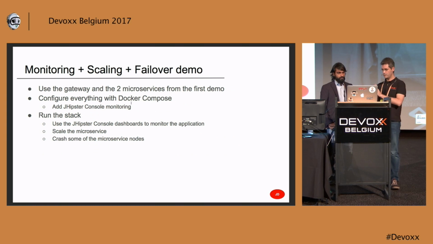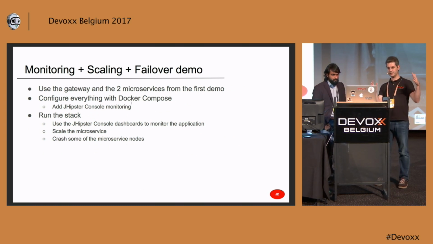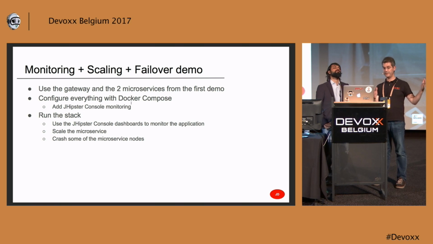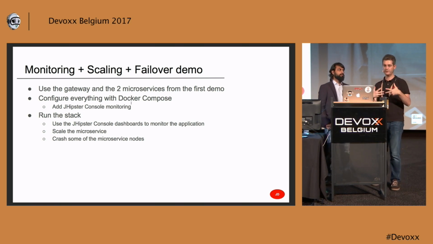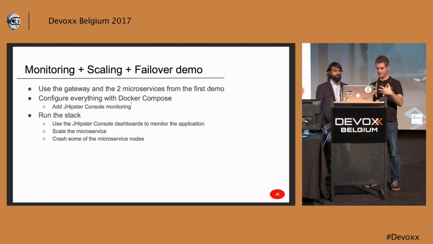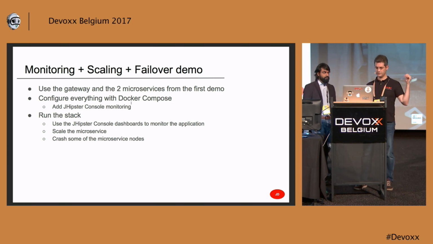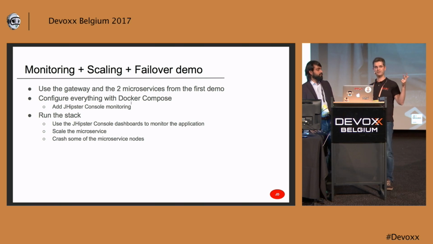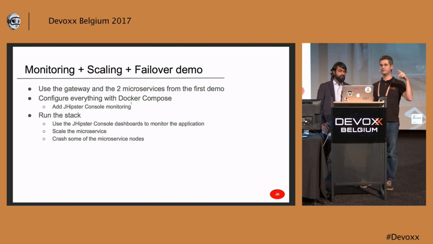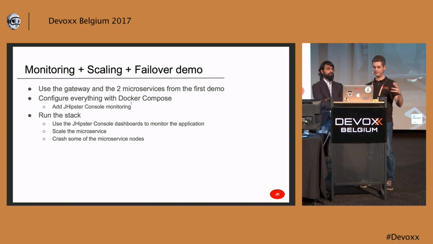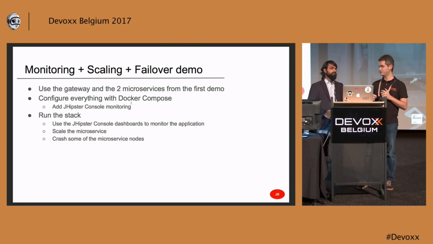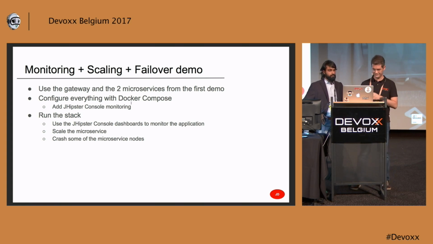So we're going to do a quite complete demo from the two previous parts. We're going to see monitoring, scaling, and failover, which are all linked together. That's why it's a nice demo for everything. I will reuse the gateway and the first two microservices we did at the very beginning: the simple hello world, the real microservice, and the real gateway. I will configure everything with Docker Compose, which we have already done before. But this time I will use the JHipster Console to monitor, and we are going to run it and have fun with it.